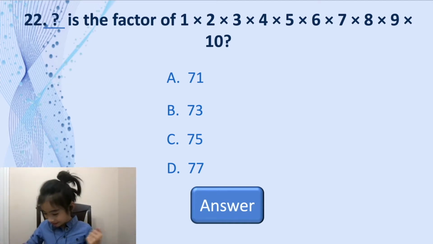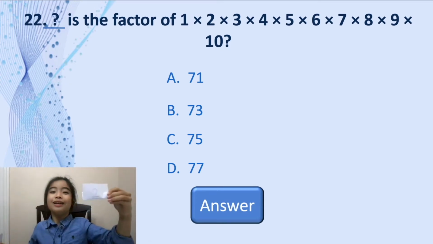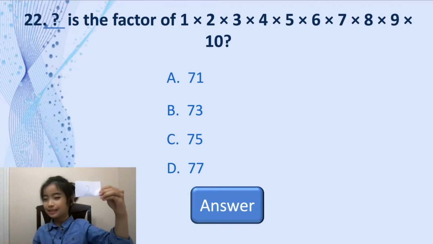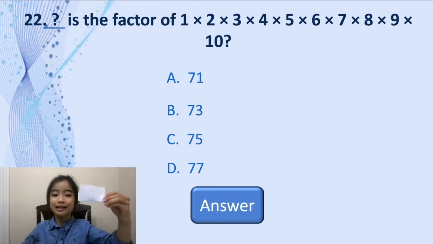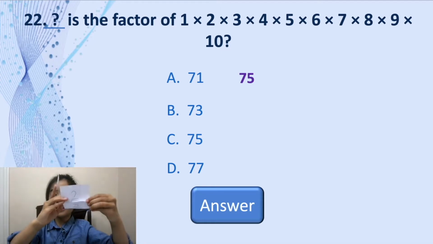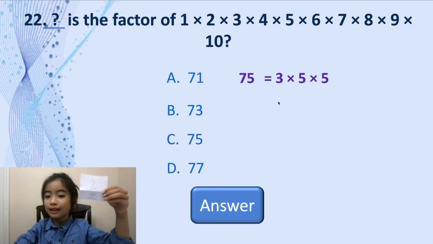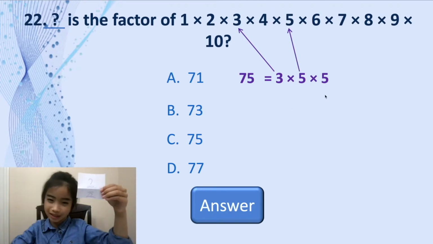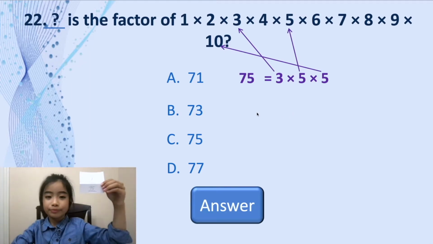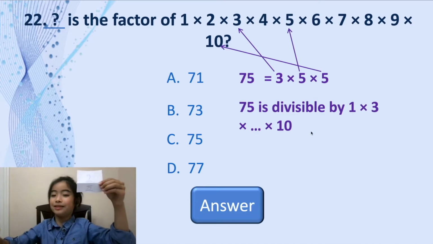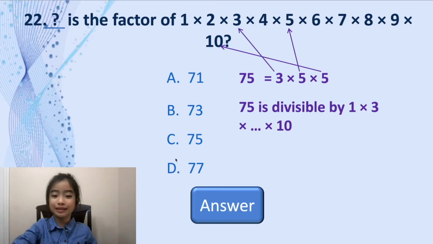What is the factor, the question mark is right here, of 1 times 2 times 3 times 4 times 5 times 6 times 7 times 8 times 9 times 10? Well, let's see. If it were 75, right here, we have the factors 3 times 5 times 5. So there are 3, 5, and 5 plus 5 equals 10, so definitely 10. So 75 is divisible by 1 times 2 times 3 all the way to times 10. So we circle C.